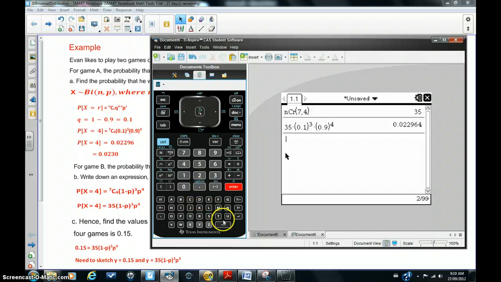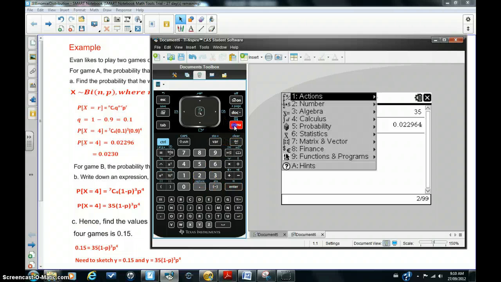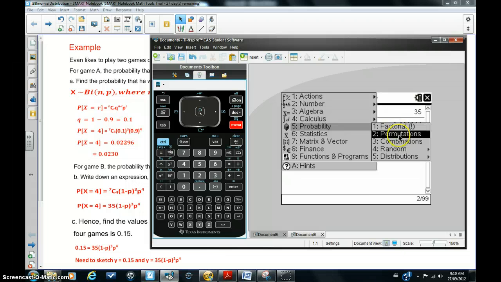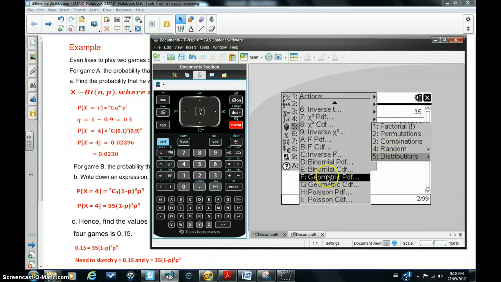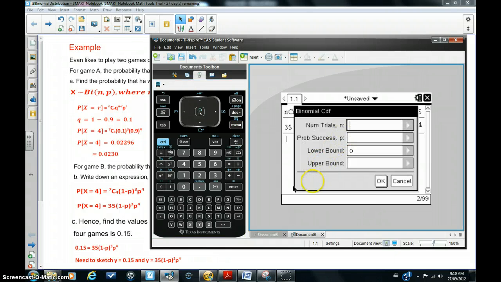Now I'm going to do this calculation a second way by hitting menu, going down to probability, and going to distributions and binomial CDF, not PDF but CDF, and I'm going to put in the number of trials, which is 7. And I'm going to tab to the next box, which is the probability of success, which is 0.9, and I'm going to tab to the lower bound.